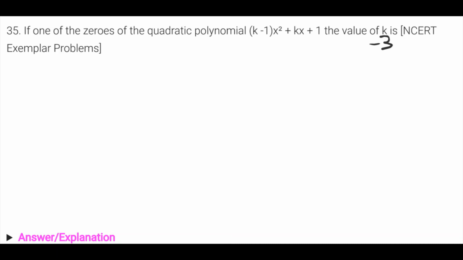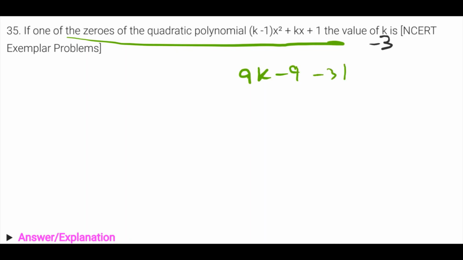If one of the zeros of the quadratic polynomial is -3. So the question is that if one of the zeros is -3, then find the value of k. So it's 9 into k minus 1, 9 into k minus 9, minus 3k plus 1 equals 0, 6k equals 8, k equals 4 by 3.